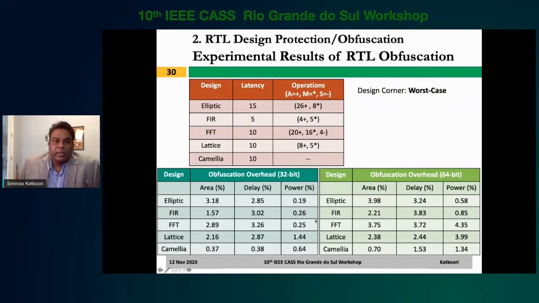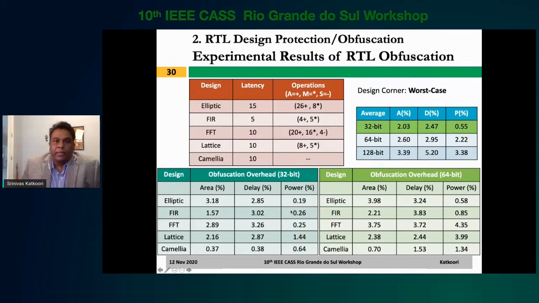Okay, so here what we see is the design overheads, right? By the way, we have tried different key lengths, like 32-bit, 64-bit, 128-bit. Clearly, the longer the key size is, the harder the design is to break, right? So for 32-bit, for example, elliptic, these are the 4 DSP designs, and then you have the crypto. We see that the area, delay and power overheads are reasonable, right? So less than 2%, 3%. So these are reasonable overheads. As we increase the key bits, 32, 64, and 128 key bits, we see that these are reasonable overheads.